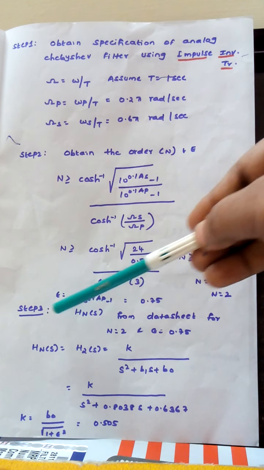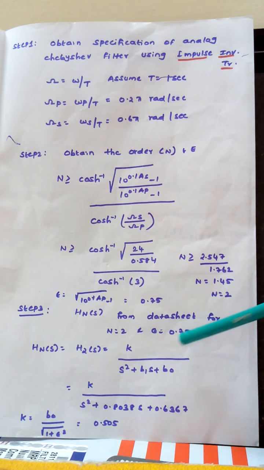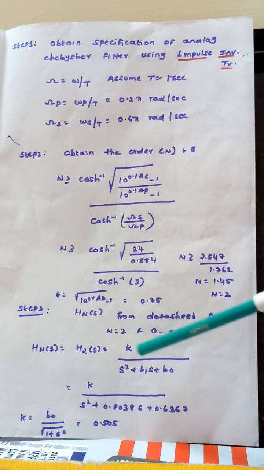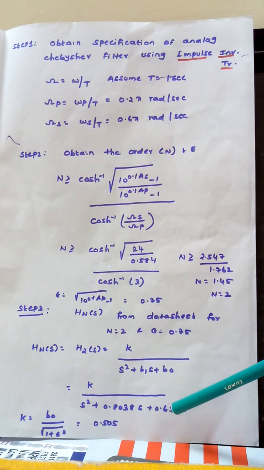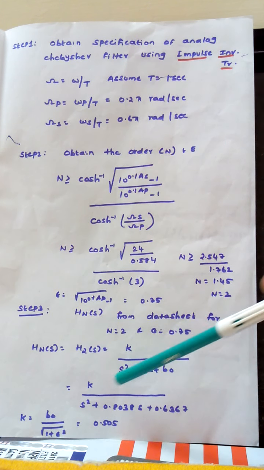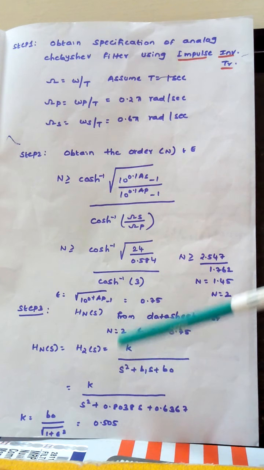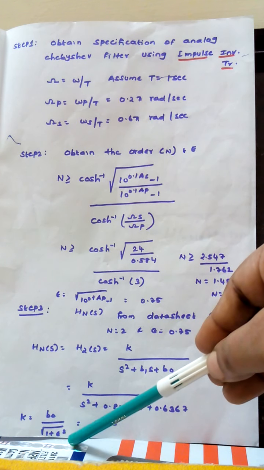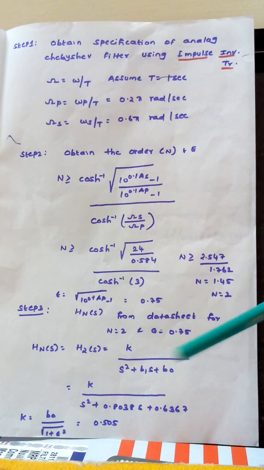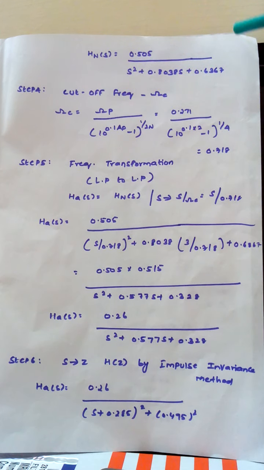For step 3, we have to find the transfer function from the data sheet. We have to consider the n value and the epsilon value. From this, we get K divided by s squared plus 0.8038 s plus 0.6367. Again, here we have to find the value of K, which depends on whether n is even or odd. Here n is even, so K can be found by b naught divided by the root of 1 plus epsilon squared. Here we get 0.505, so the K value is replaced by 0.505. So this is your transfer function.